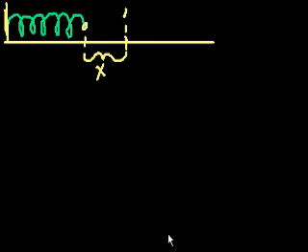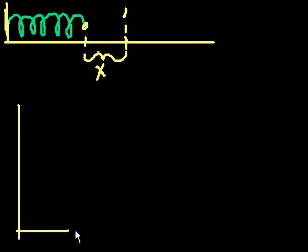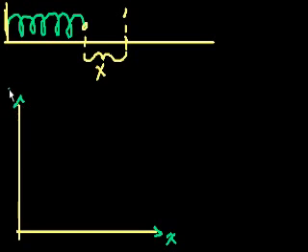So let's draw a little graph here. Let's make my y-axis, and the x-axis. This axis is how much I've compressed it, x, and the y-axis is how much force I have to apply. So when the spring was initially all the way out here, to compress it a little bit, how much force do I have to apply?